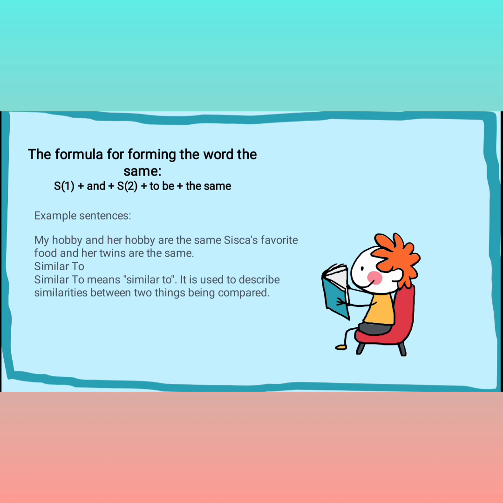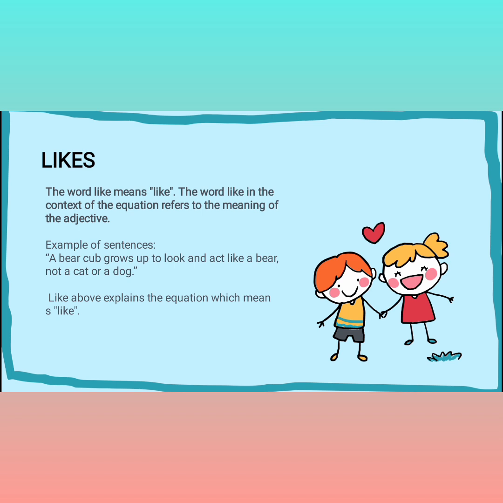Similar to means similar to. It is used to describe similarities between two things being compared. Like: the word like in the context of the equation refers to the meaning of the adjective. Example of sentence: A bear cub grows up to look and act like a bear, not a cat or a dog. Like above explains the equation, which means like.